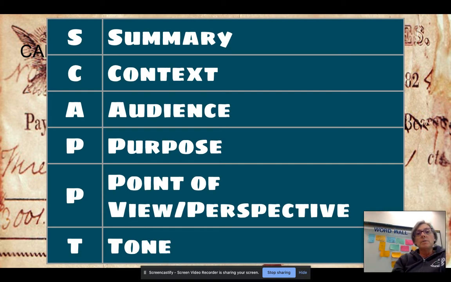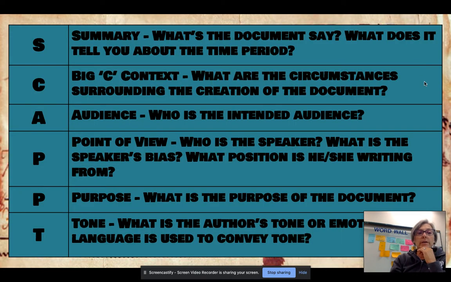We're going to use the acronym SCAPT. Weird, I know. Summary, context, audience, purpose, point of view, and tone. Those are the analytical levels that we will take a document apart with. So we're going to start with just defining this. SCAPT, the S is the summary. What's the document say? What's it tell you about the time period?